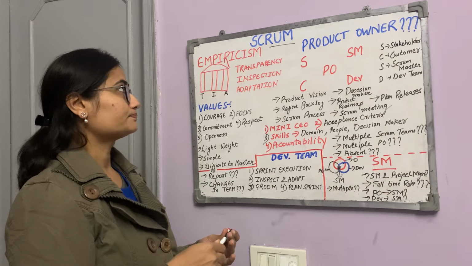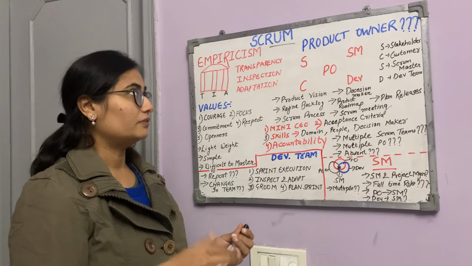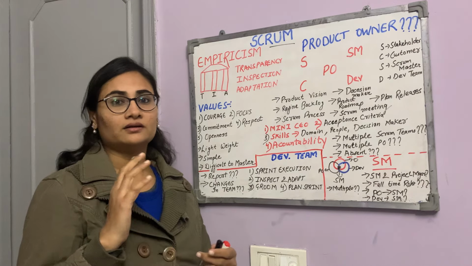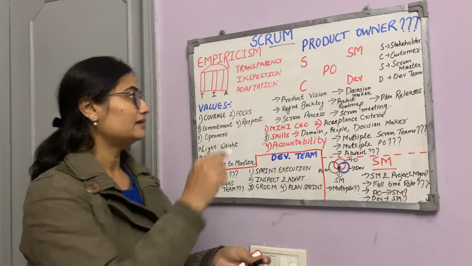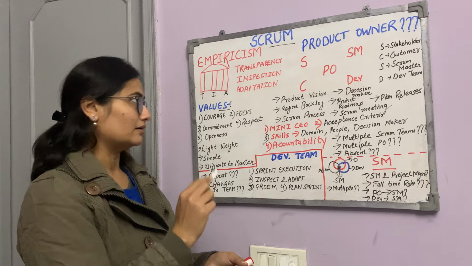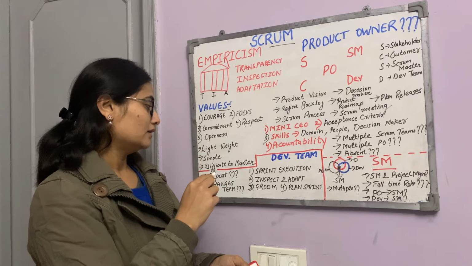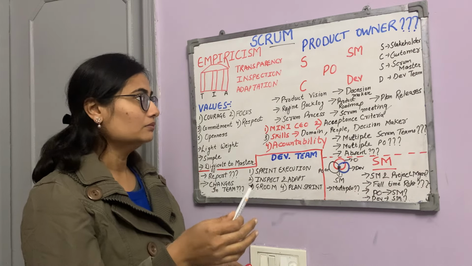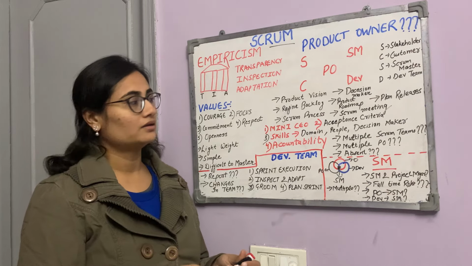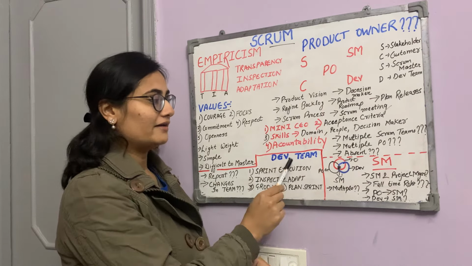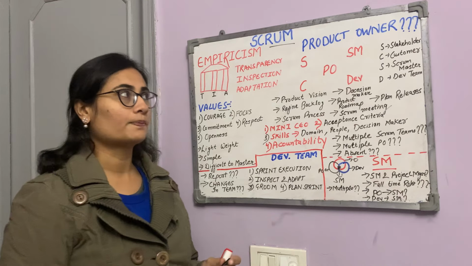Now, before we go into the detail, the topics which we will cover today are firstly the values of Scrum, then what is Scrum, and we are going to discuss three most important roles: product owner, development team, and Scrum Master.